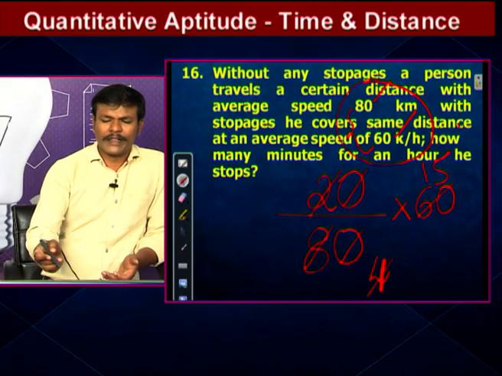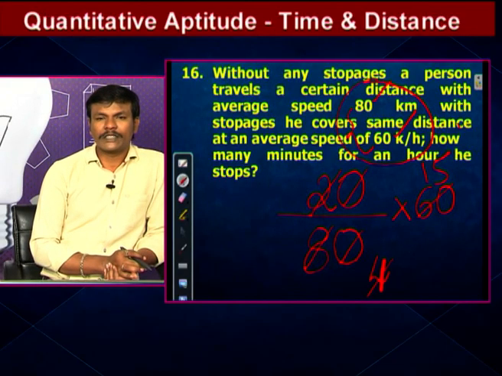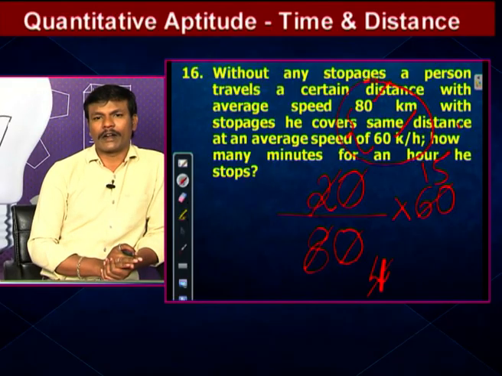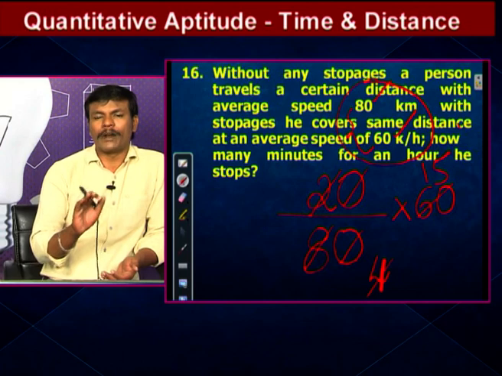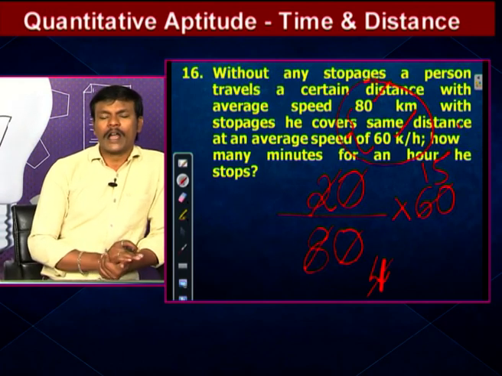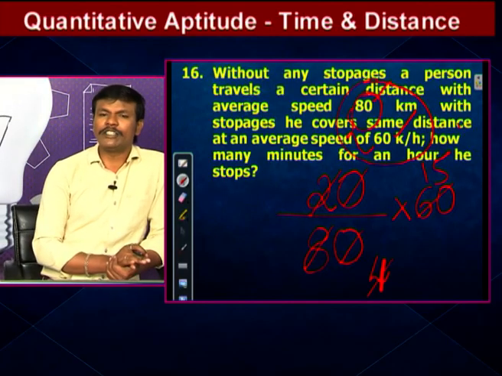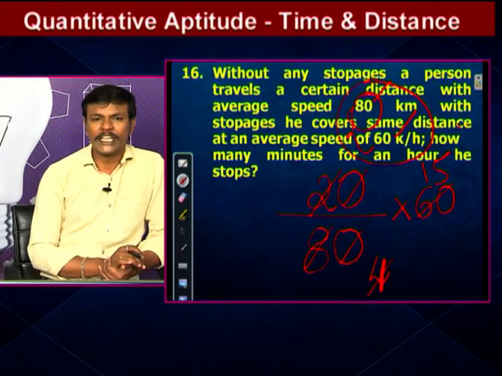So, simple. When a person is going at 80 km per hour speed without stoppages, when the bus stops, he will travel only 60 km per hour. That means 20 kilometers of distance he stopped in an hour of time. So, 20 kilometers means 20 by, out of without stoppages 80, that is 20 by 80 into 60. Simple. 15 minutes he stops. This is the basic question and a very important question.